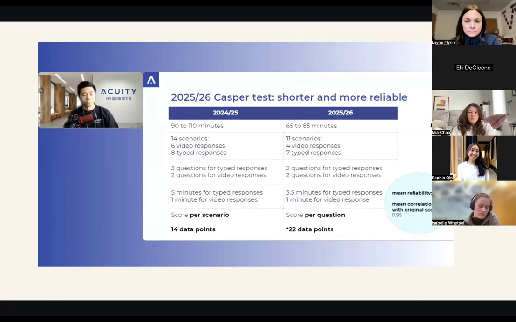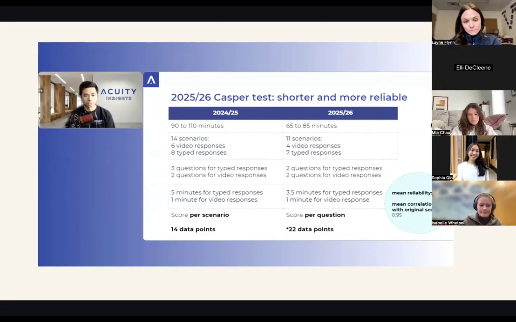So let's talk about what's changing this year for people who may have been familiar with Casper from previous years. In the 2025 to 2026 admission cycle, the Casper test will be about 20% shorter. So as I mentioned, about 65 to 85 minutes instead of the previous 90 to 110. The previous test used to have 14 scenarios. Now it's going to have 11 going forward, with 4 video response scenarios and 7 typed scenarios.